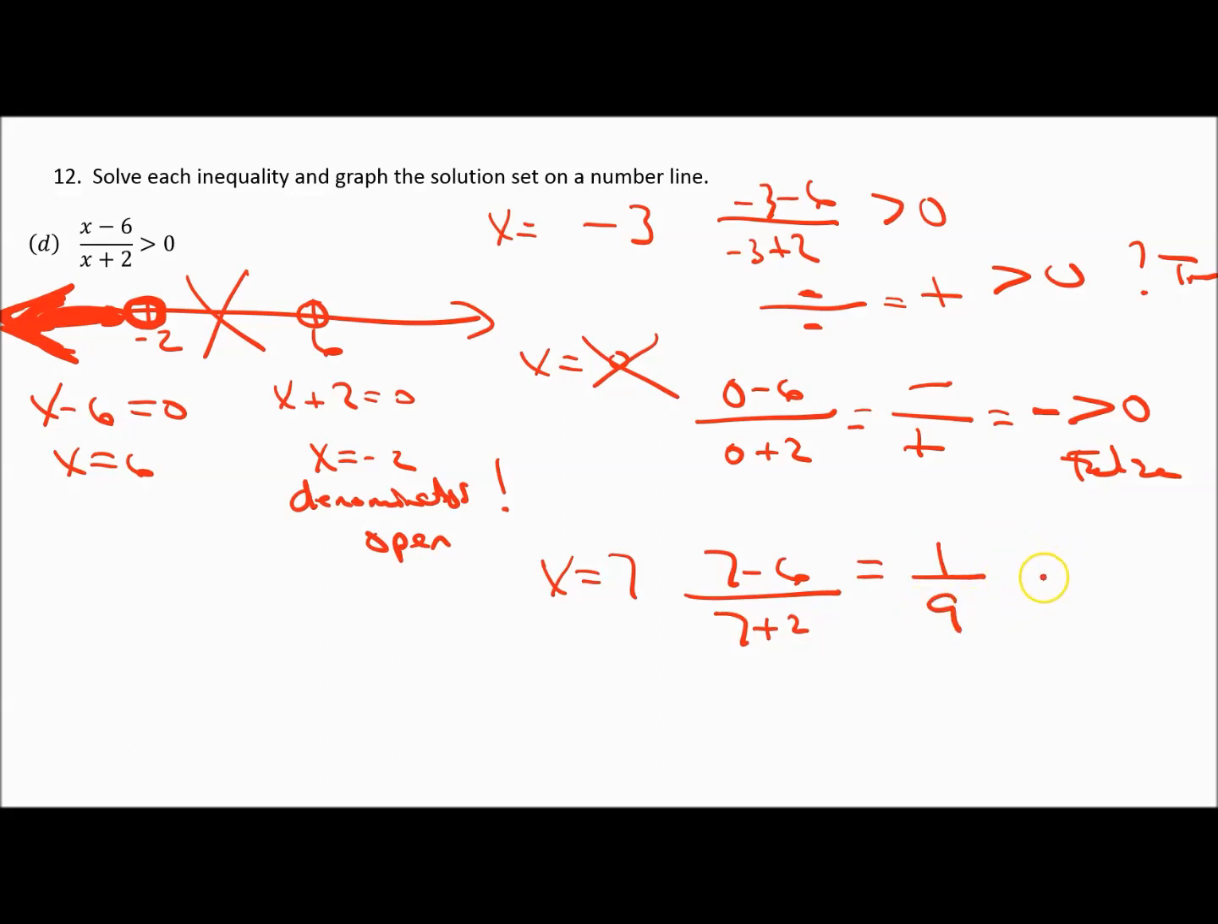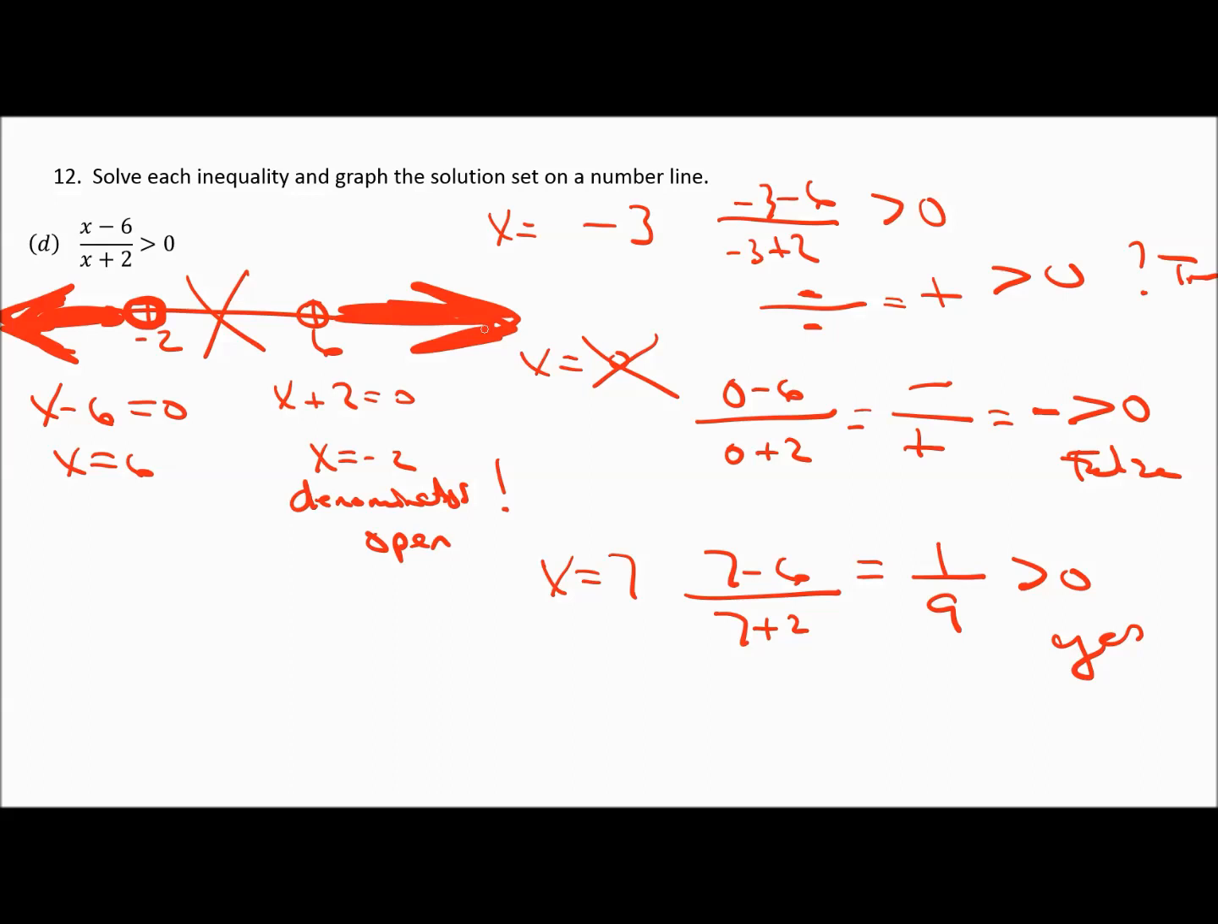Is 1/9 greater than 0? Yes, that's true. Or, is a positive greater than 0? I didn't do it like I did the other two, but it's still true. So I shade everything in that interval, because all those numbers, not just 7, but 7, 8, 9, 10, and any real number past 6 will make that true.